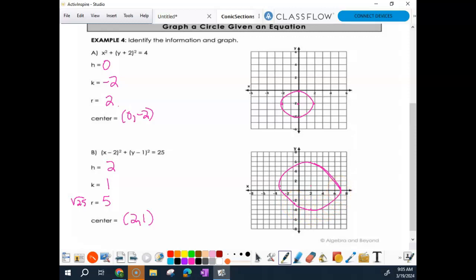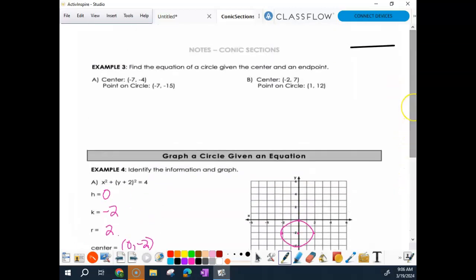All right, so does everybody understand this? Okay, so here's the last two things. We're going to have to use the distance formula on one of these. But first of all, let's look at this one. And I'm just going to sketch this, okay?